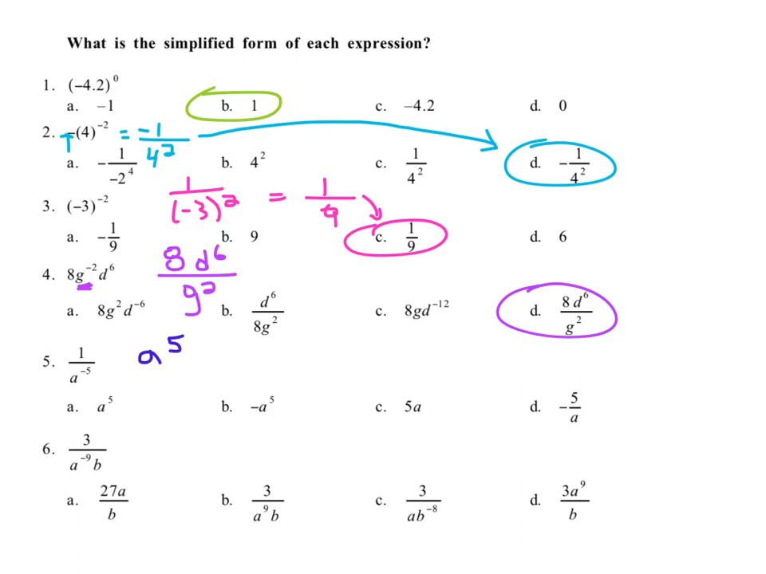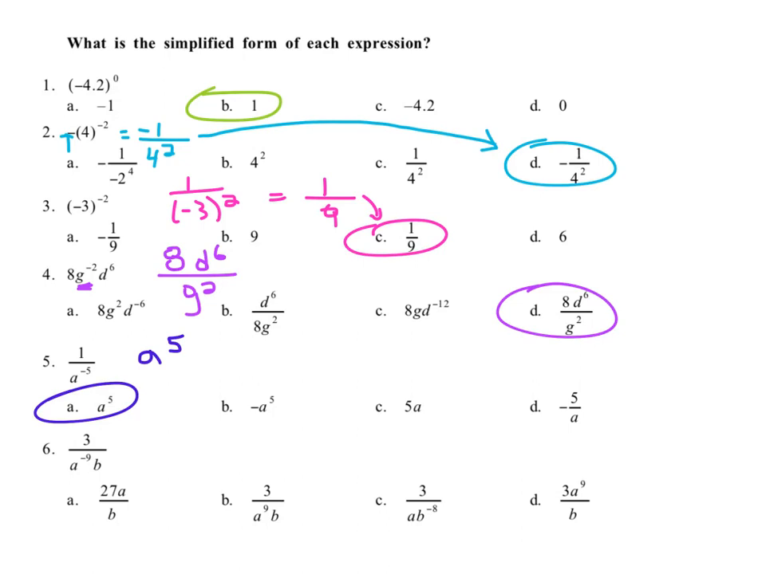And since there's nothing now left on the bottom, it's like it's over 1, but we don't write a to the 5th over 1. Just not what we do. We simplify things by assuming that it's over 1, but not showing it. So our answer then becomes a to the 5th, and that is number 5 right there.